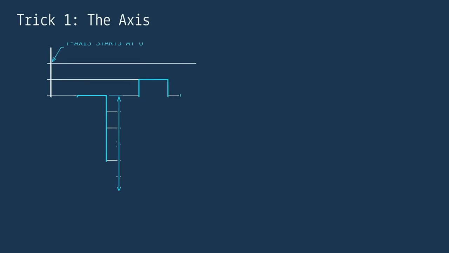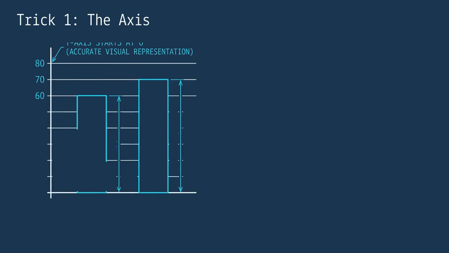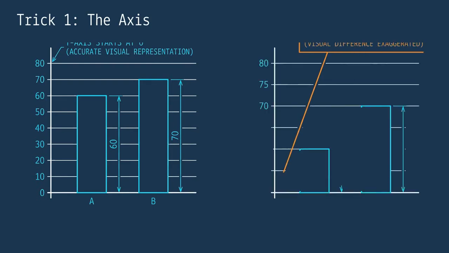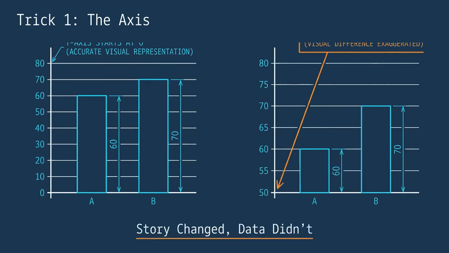Start with the most common trick, the axis. In a bar chart, height is meaning. If the y-axis doesn't start at 0, the bars stop representing actual size. A change from 54% to 62% is 8 points. That's modest. But if the axis starts at 50 instead of 0, that same 8 points fills most of the chart and feels huge. The data didn't change, the story did.